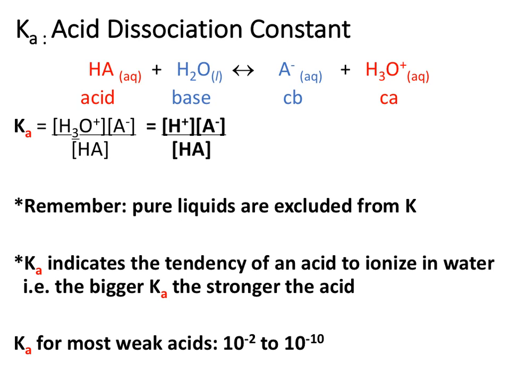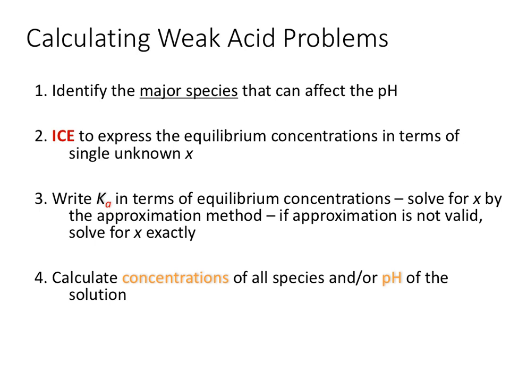And this will become important as we go through our Ka calculations. So, calculations for weak acid problems. Basically, guys, the first thing we're going to do is identify the major species that can affect pH. We're always going to be looking at these, and this will be especially important for weak acid and weak base problems. So I want you to make sure that you are comfortable with identifying what should be showing up in solution when the acid ionizes.